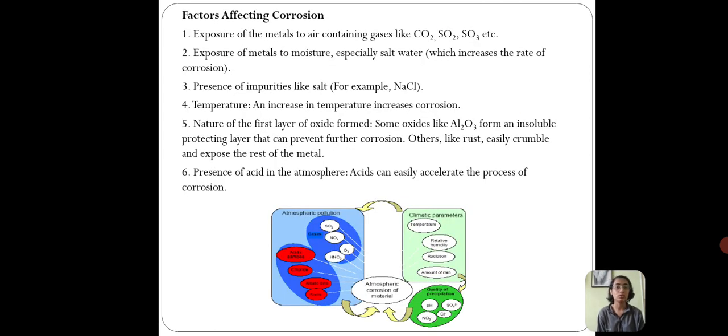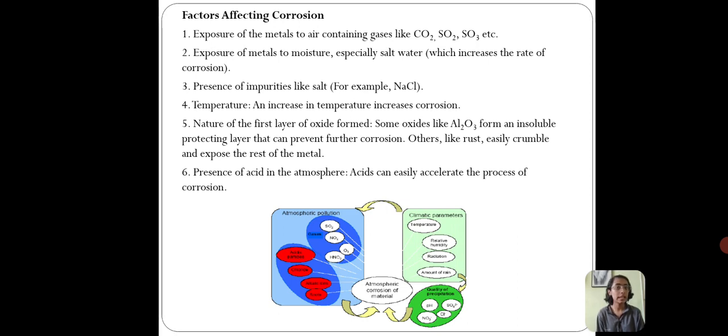Factors affecting corrosion. First one, exposure of the metals to air containing gases like carbon dioxide, sulfur dioxide, SO3, etc. Second point, exposure of metals to moisture, especially salt water. Third point, presence of impurities like salt, for example NaCl. Fourth point, temperature. An increase in temperature increases corrosion. Fifth point, nature of the first layer of oxide formed.